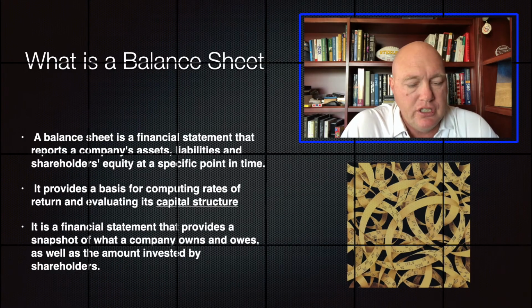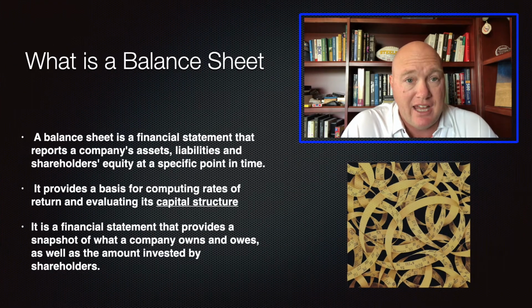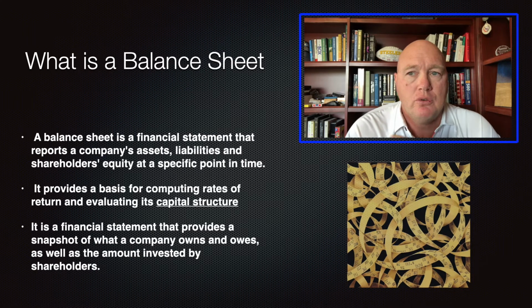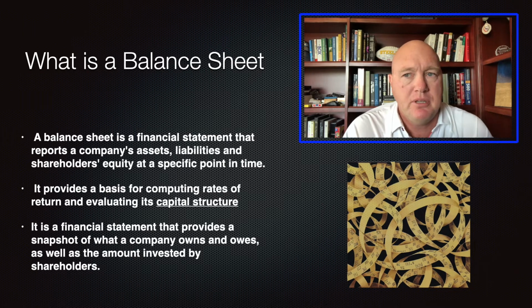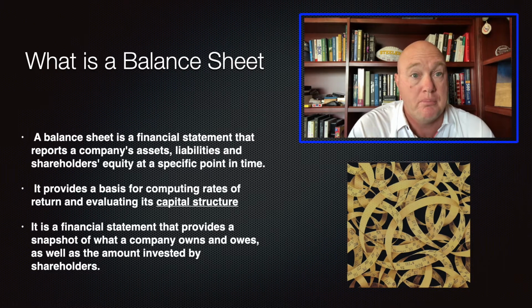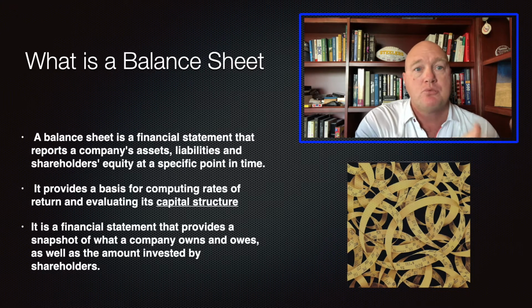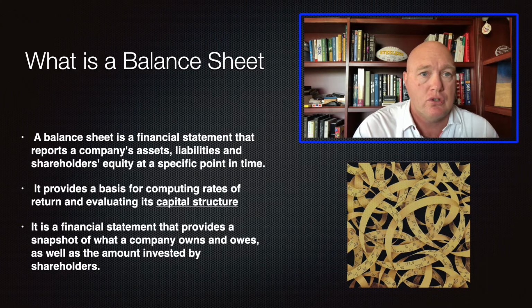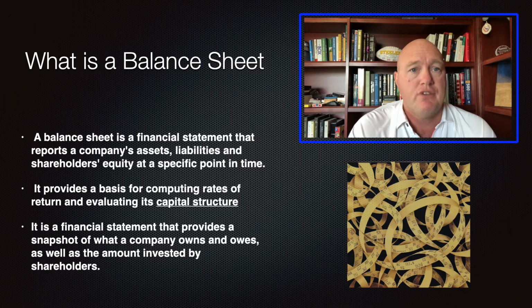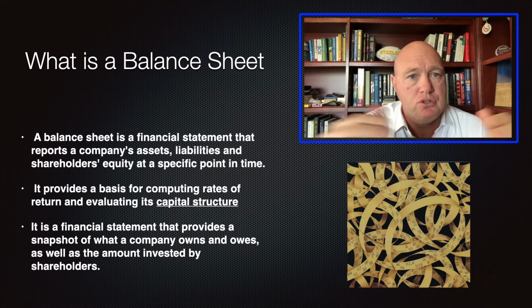A balance sheet is a financial statement that reports a company's assets, liabilities, and shareholders' equity at a specific point in time. And that's important to recognize. An income statement shows what has happened over some duration. Typically, it's what happened over a month or a quarter or a year. How much were your total sales? What was your cost of goods sold? What were your total expenses? And what was your profit for that time period? But it's always over a period of time.